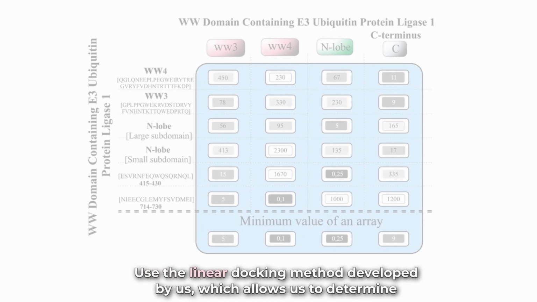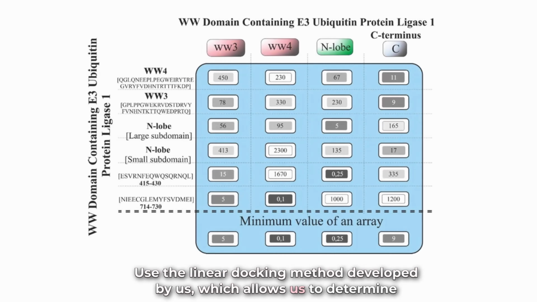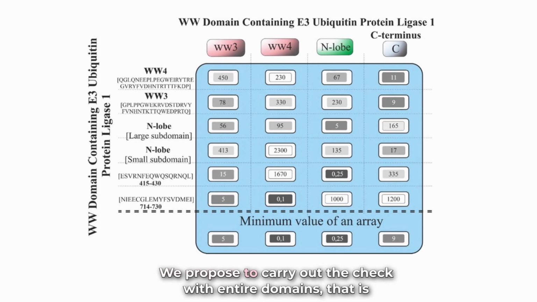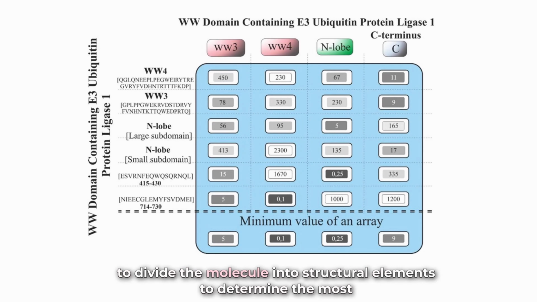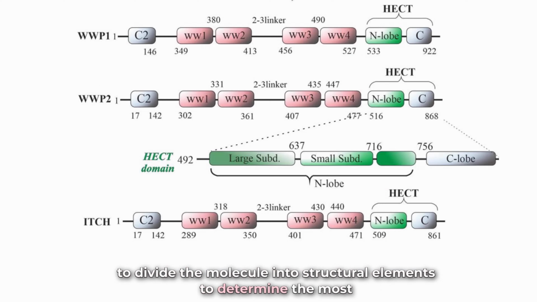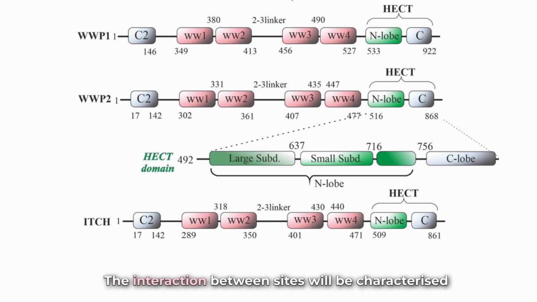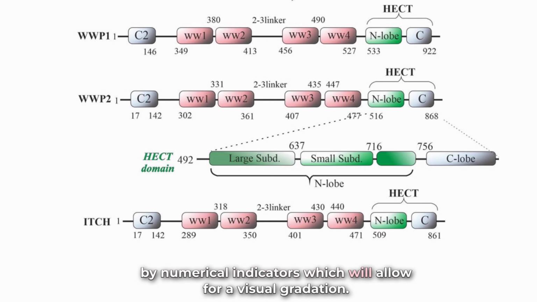Use the linear docking method developed by us, which allows us to determine the most stable binding regions according to the amino acid sequence. We propose to carry out the check with entire domains, i.e., to divide the molecule into structural elements, to determine the most contact amino acid sequences by the method of linear docking. The interaction between sites will be characterized by numerical indicators, which will allow for a visual gradation.